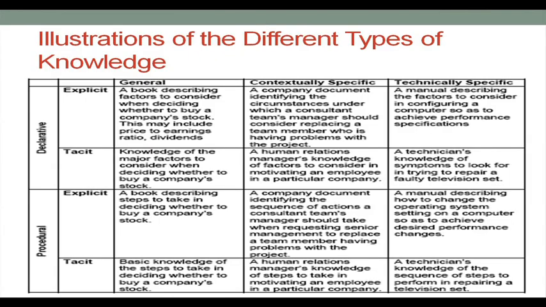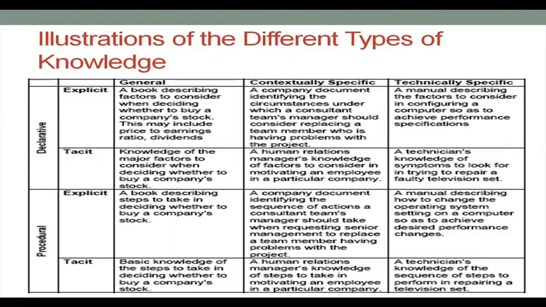Okay, so I am going to talk about the different types of knowledge. Before that, you remember we talked about the knowledge assets, and we also talked about explicit knowledge, tacit knowledge, and also procedural and declarative knowledge. Now, if you look at this table, it shows the different types of knowledge which could be classified either as explicit knowledge or tacit knowledge under the category of what you call declarative knowledge or procedural knowledge.